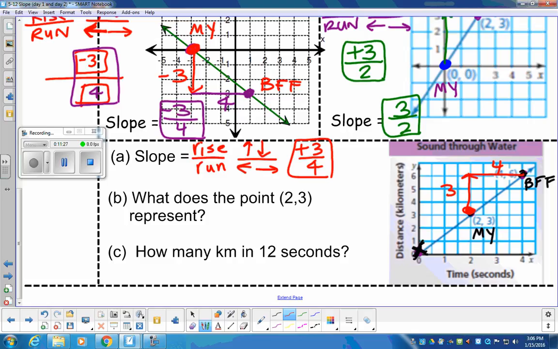If I'm going too fast, you need to pause the video. If you have a sub today, you need to ask them to slow down or stop the video so you can catch up. So we know that this is my hotel room, and this is my best friend's hotel room.